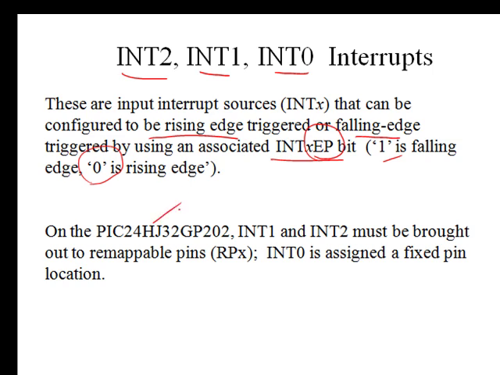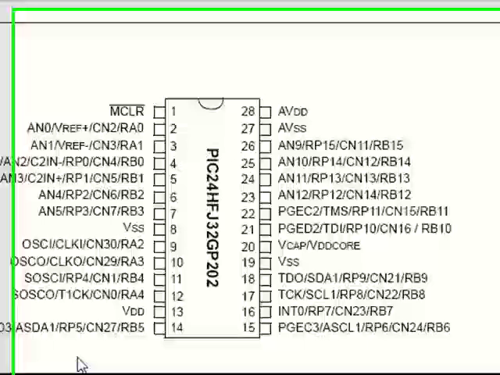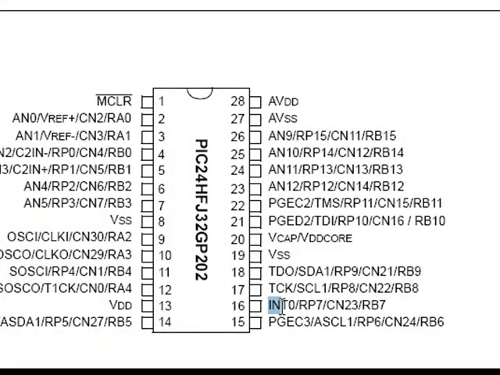On our particular PIC24, it turns out that int1 and int2 must be brought out to remappable pins in order to use them, while int0 is assigned a fixed pin location. We can see that here, where int0 is permanently assigned to physical pin 16.